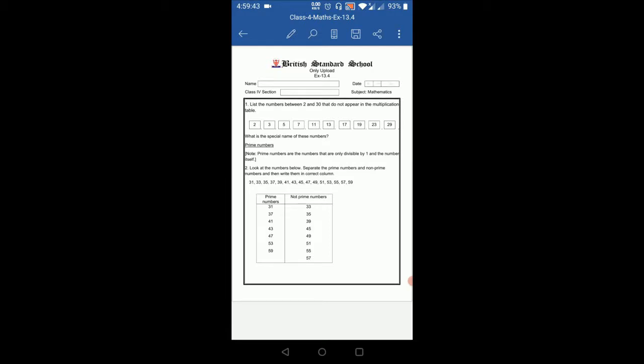Then for divisibility by 5, we see whether the last digit of the number is 0 or 5. If it is 0 or 5, then it will be divisible by 5 and it will not be a prime number. Then for divisibility by 10, we have to see the last digit. If the last digit of the number is 0, then it will be divisible by 10, and then also it will not be a prime number.